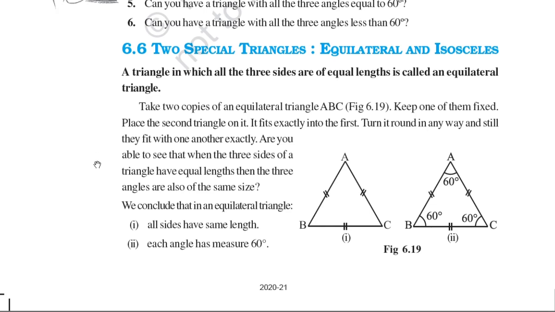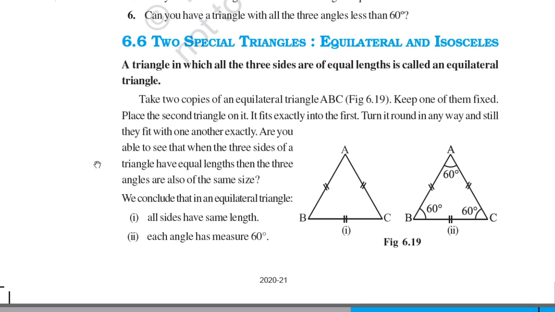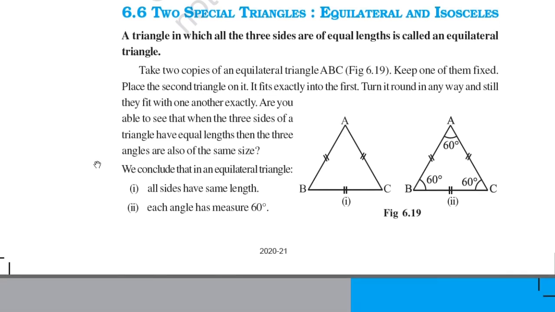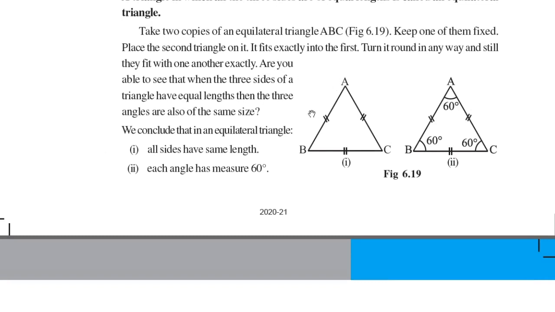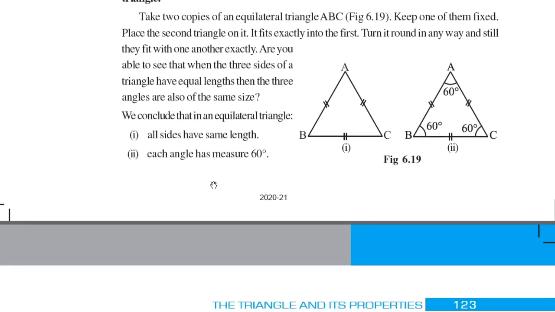Are you able to see that when the three sides of a triangle have equal length, then the three angles are also of the same size? We conclude that in an equilateral triangle, all the sides have the same length, so all the sides are equal. Each angle has a measure of 60 degrees.